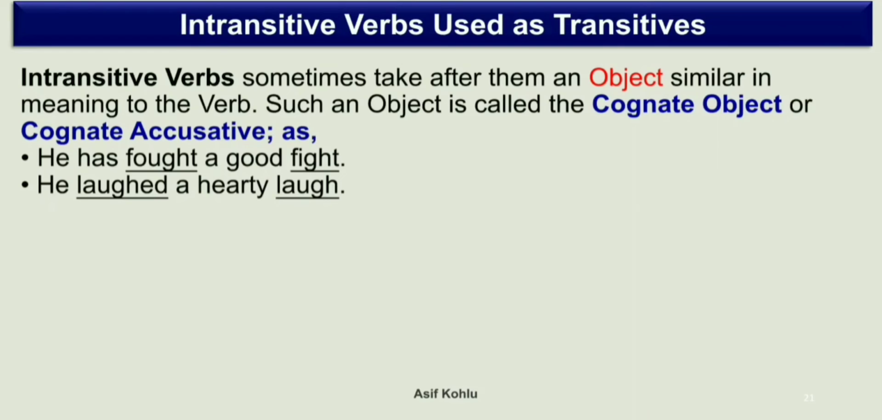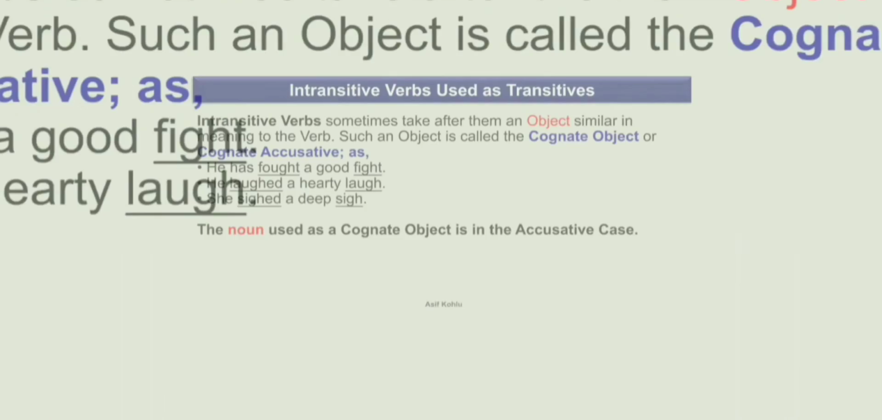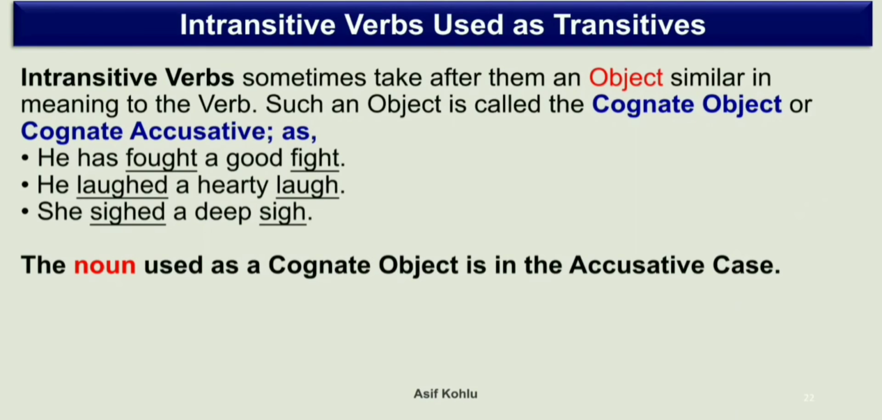Now the verb and the object are similar, laughed and a hearty laugh. That is why both are similar. The object is called the cognate object, and the noun used as a cognate object is in the accusative case.